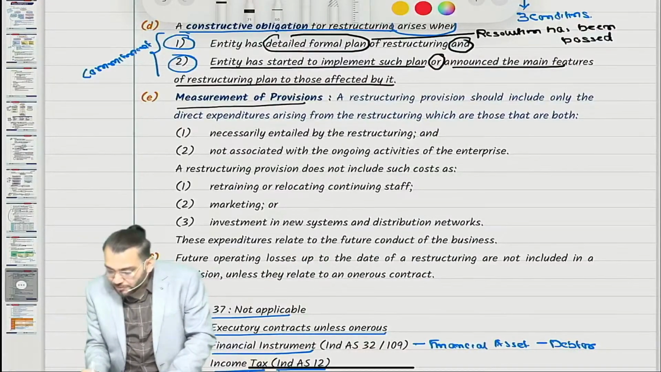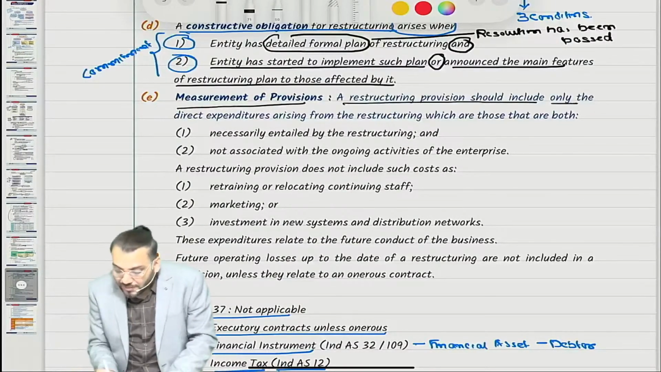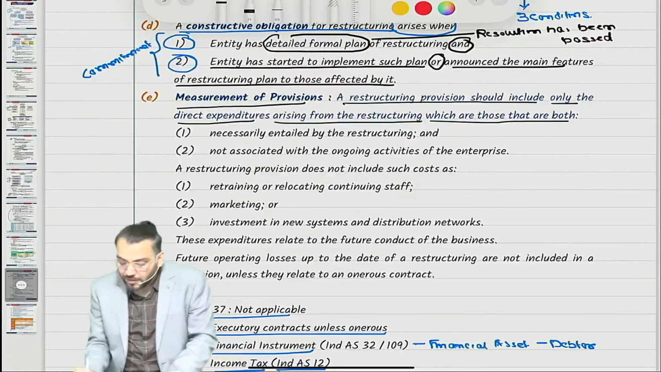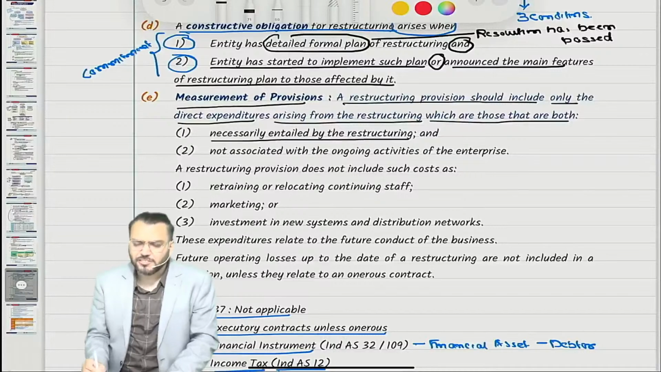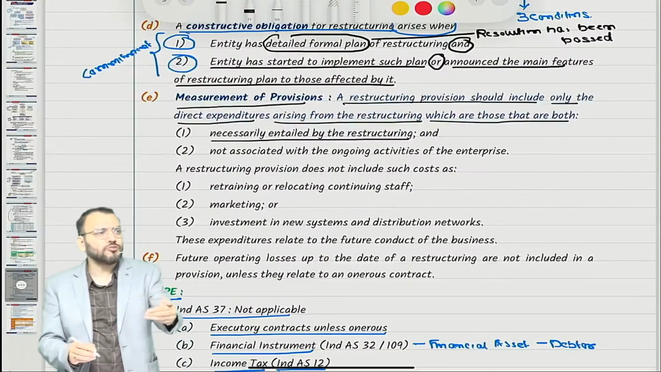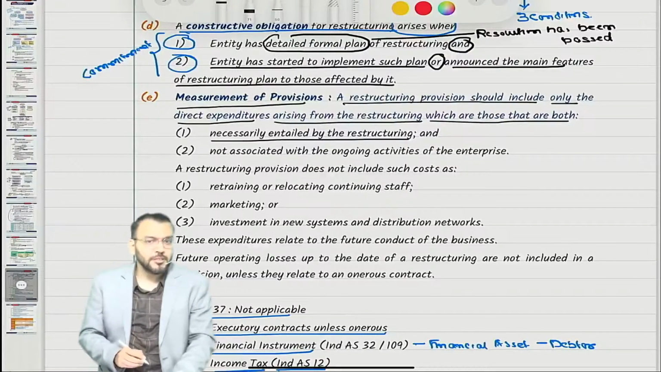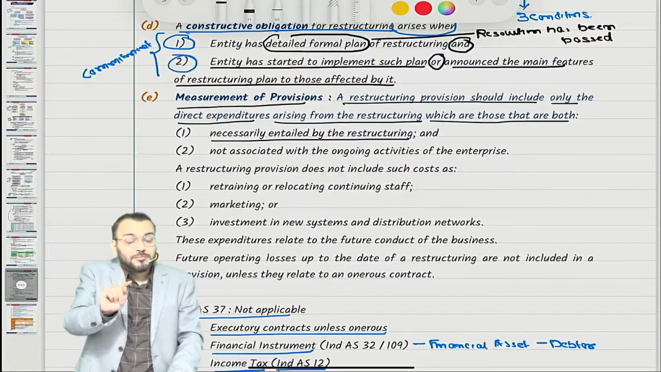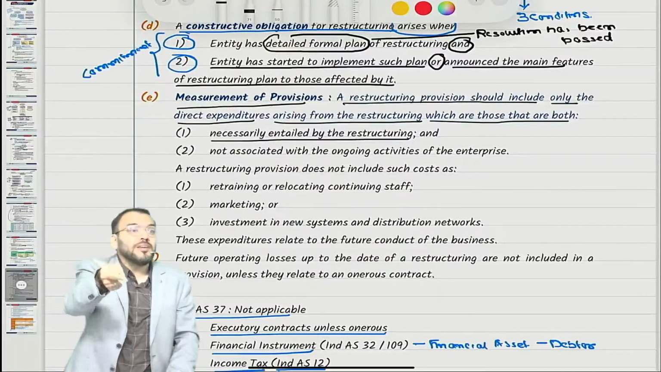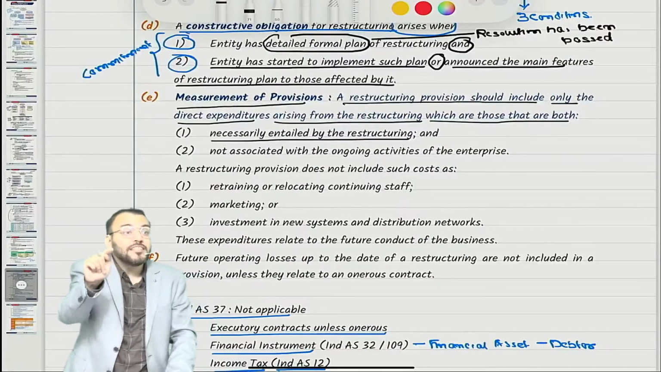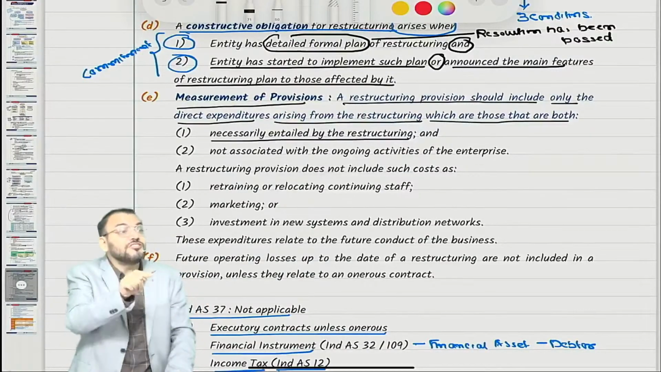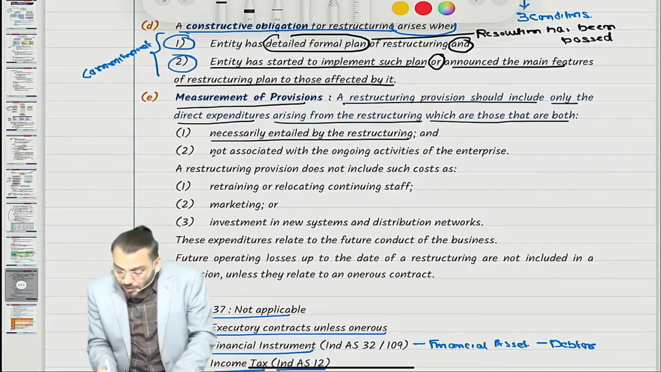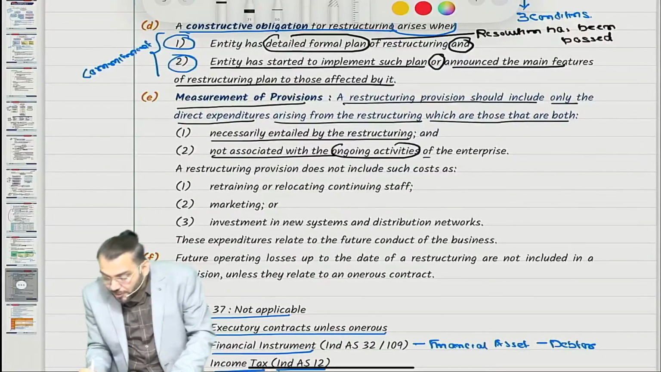What they are saying is, a restructuring provision should include only the direct expenditure arising from restructuring, which are those that are necessarily entailed by the restructuring and not associated with the ongoing activities of the entity. Means we should create provision only for those costs which are directly related to restructuring, which will be incurred only because of restructuring. If there were no restructuring, that cost would not have been incurred. So ongoing expenditure should not be taken into consideration for creating a provision for restructuring cost, correct?